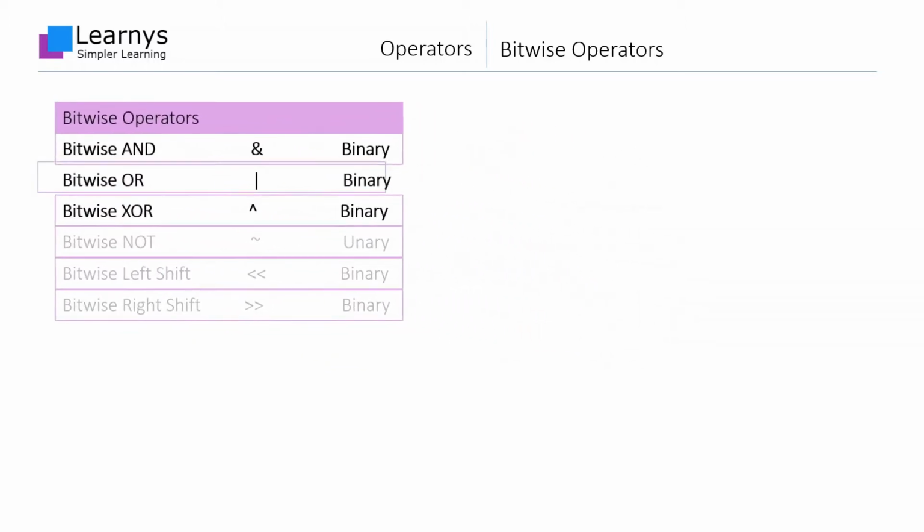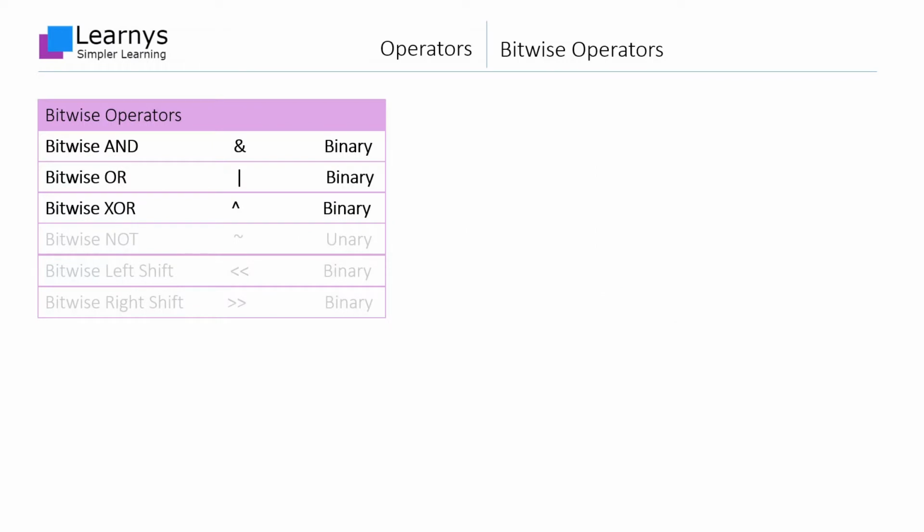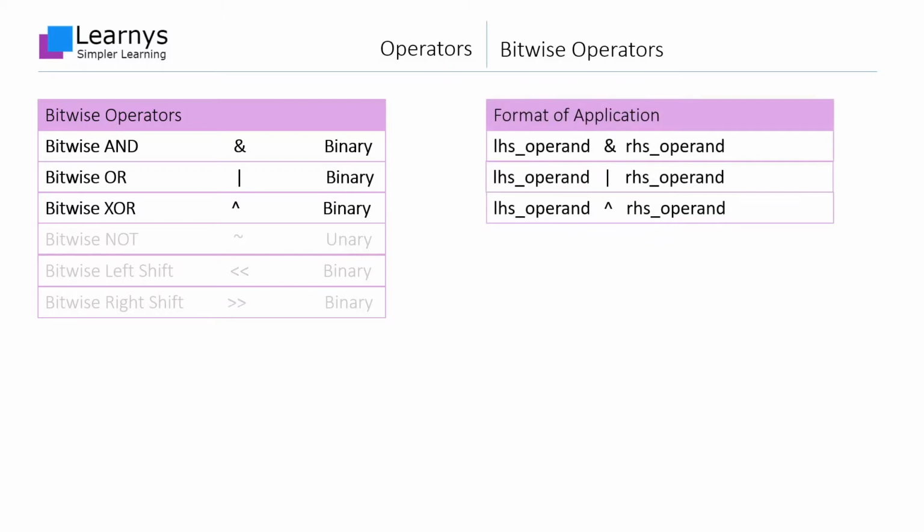The functioning of the first 3 operators, bitwise AND, bitwise OR and bitwise XOR, is very similar. All 3 are binary operators, which means they require 2 operands to work with. This is the general format of their application. These operators compare each bit of the left and right hand side operand and generate a new bit corresponding to each comparison, which depends upon the bits being compared and the operator.